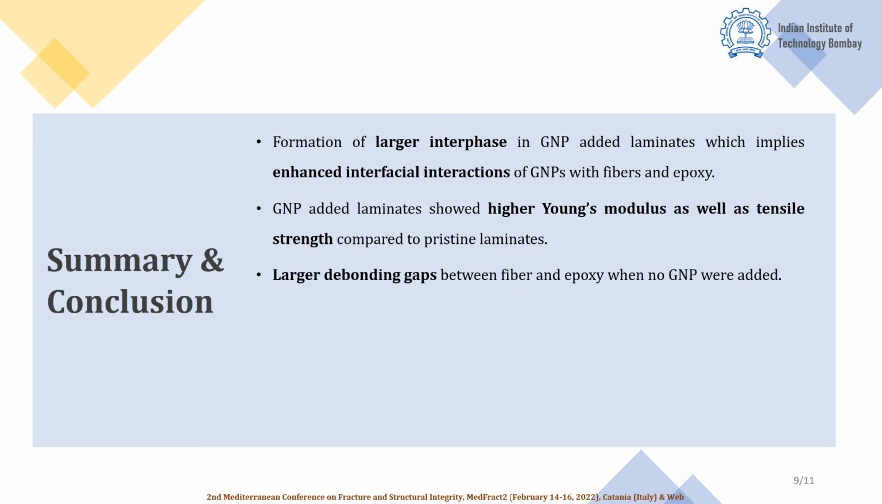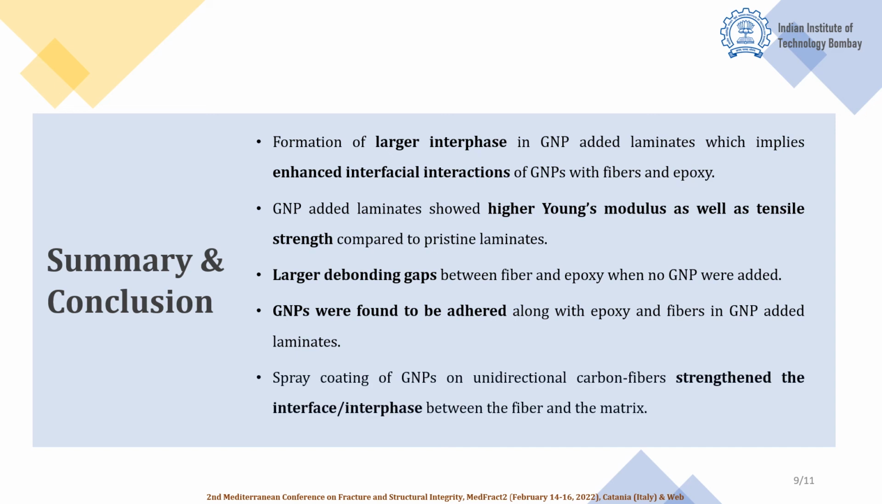Also, there were larger debonding gaps between fiber and epoxy when no GNPs were added. Finally, GNPs were found to be adhered along with the epoxy and fibers in GNP added laminates. Based on the above remarks, we can conclude that the spray coating of GNPs on unidirectional carbon fibers strengthened the interface between carbon fiber and matrix.